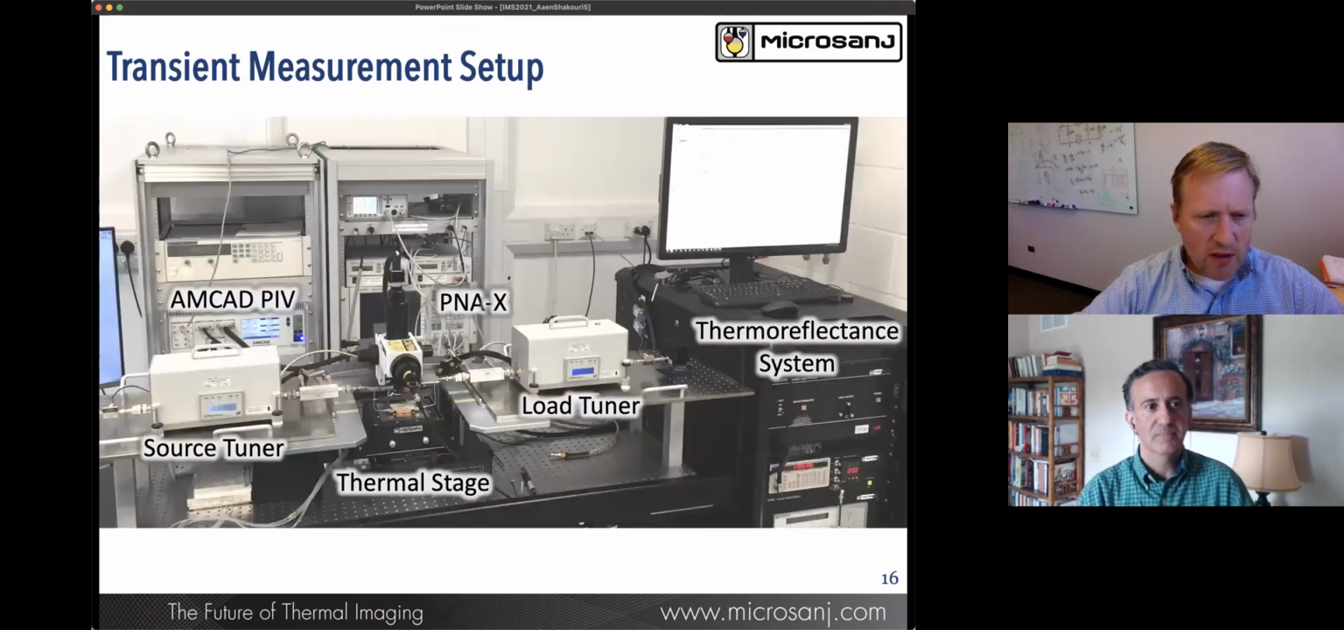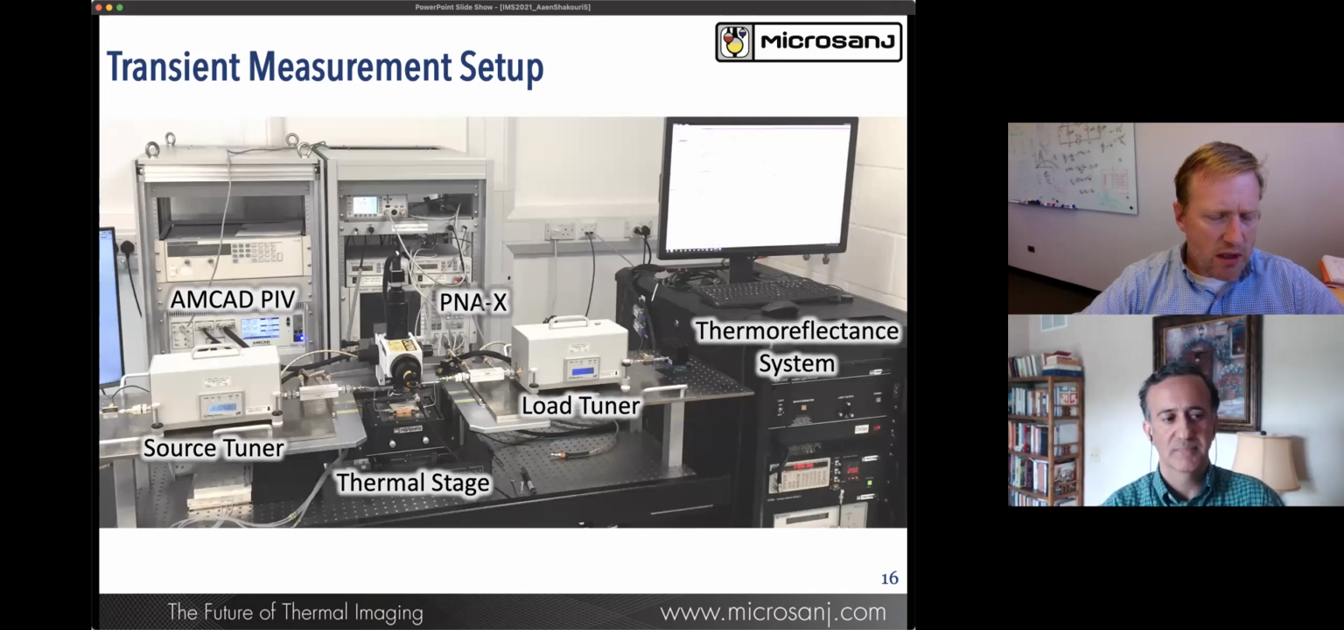An image of the full integrated system is here. You'll see the source and load tuners that you can identify on either side of the image. And then the thermal stage of the Microsanj system is right in the middle. And that's all connected to an AMCAD pulse IV system so that we can pulse the device on and off. And then the PNAX is behind the microscope that's above the thermal stage. And then the rest of the electronics for the thermal reflectance system are on the right-hand side. So this whole system allows us to do the measurements that we're going to show here in just a moment.